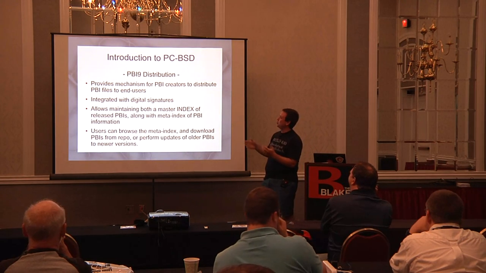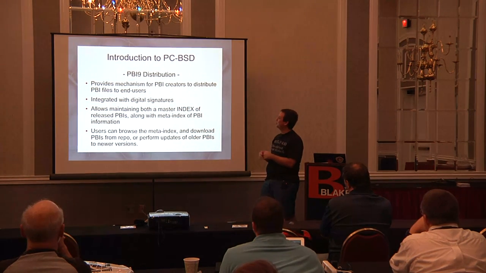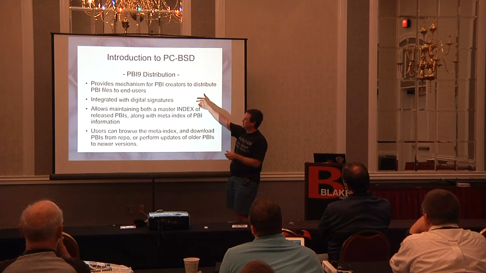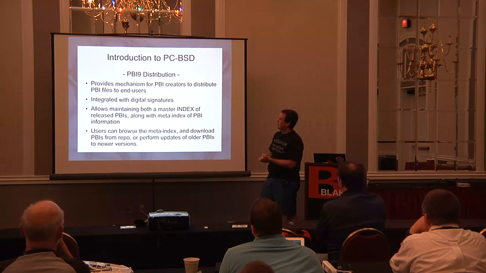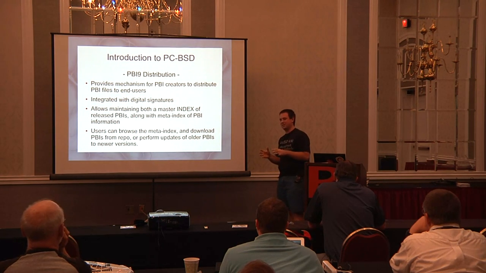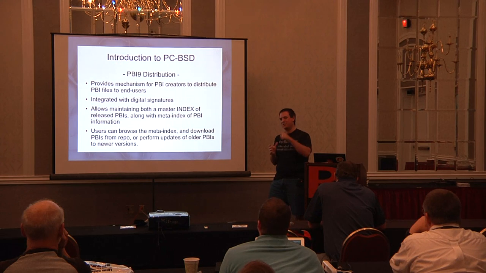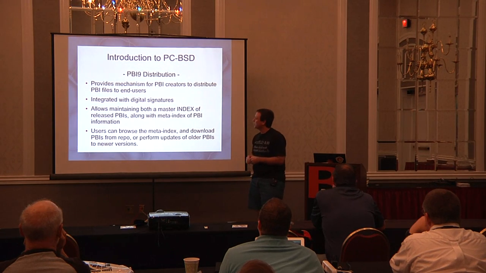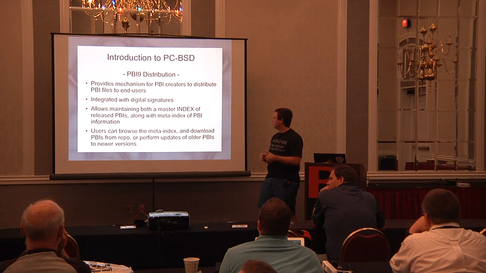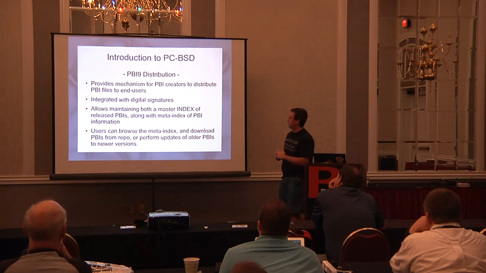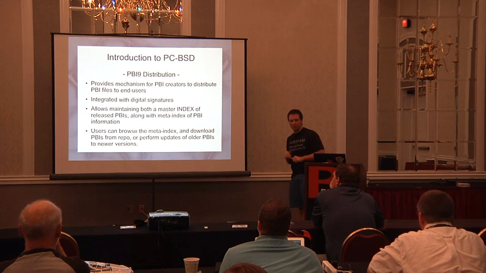So distribution, another thing we needed to add was a mechanism for creators to distribute PBI files to the end users. And we needed some way to integrate that with digital signatures. So that's been added in 9. It allows us to maintain a master index of released PBIs, along with a meta index that has additional information like, here's Firefox, here's the description, here's the license, here's the website, the author, et cetera, and then we can display that, you know, via GUI or elsewhere in a meaningful way. The meta index is actually on the hard drive, so you can browse it and then issue your commands to download PBIs from the repo, or perform updates of older PBIs to newer versions, all by looking at one index file.